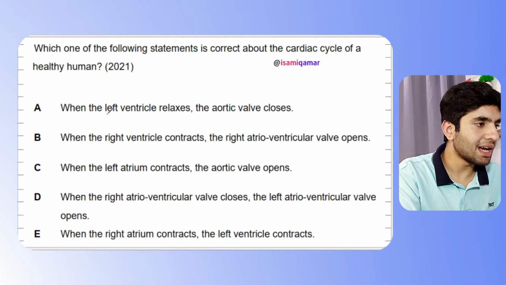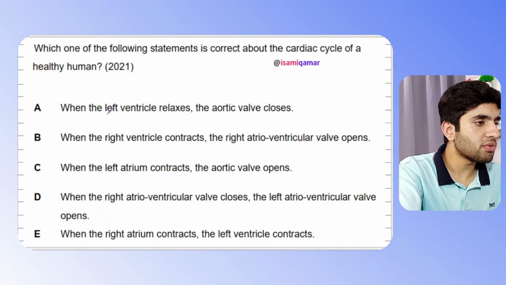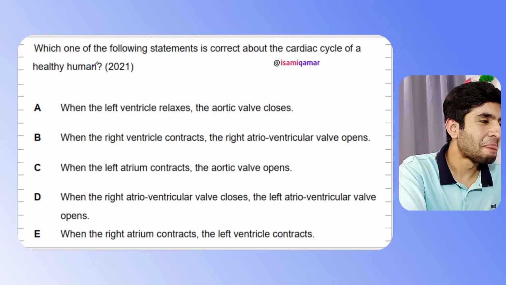So now we have got the last question. I think we have got one more question. Which one of the following statements is correct about the cardiac cycle of a healthy human?